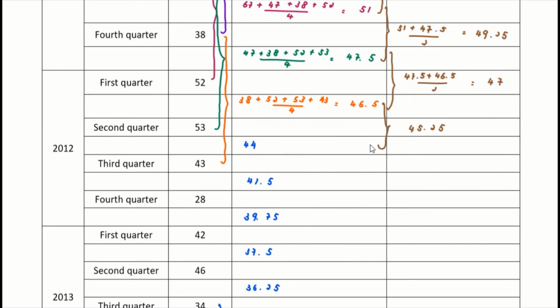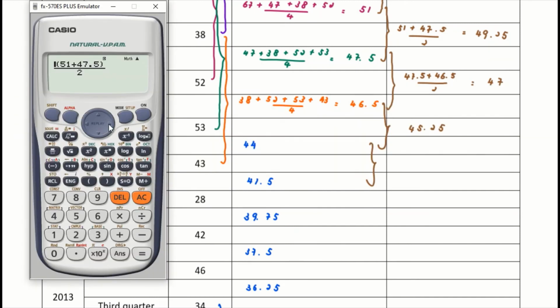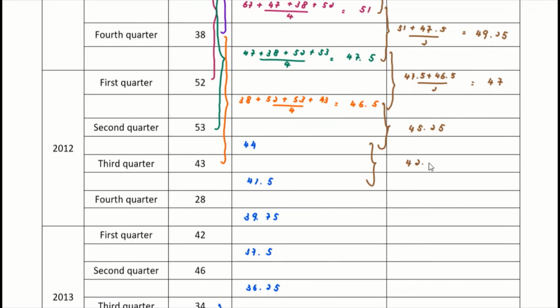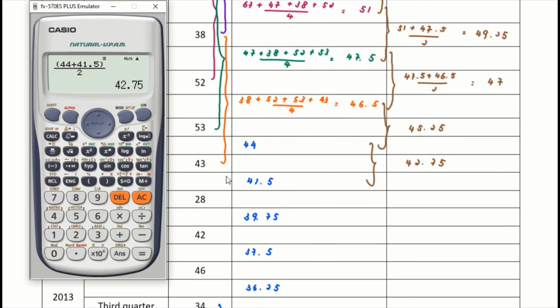Okay, then the next two. Right, so this one, let's use our calculator for that. So we have 44 plus 41.5. Okay, and that gives us 42.75. Alright, then we move on. We can find out the others as well. So 41.5 plus 39.75.